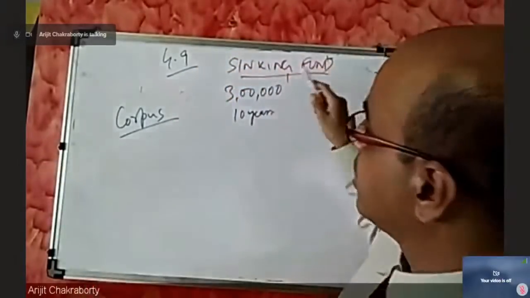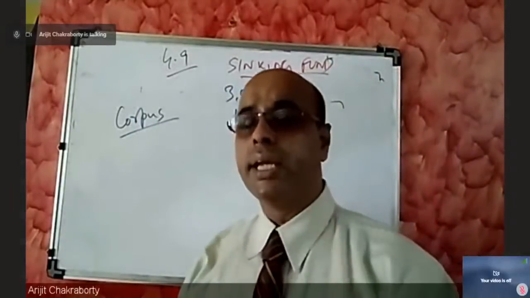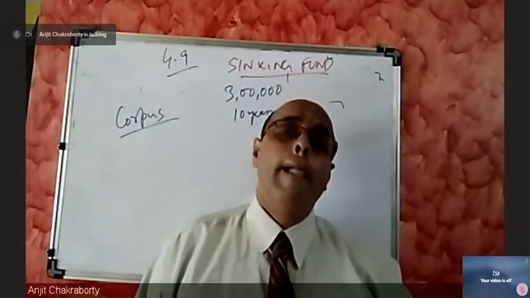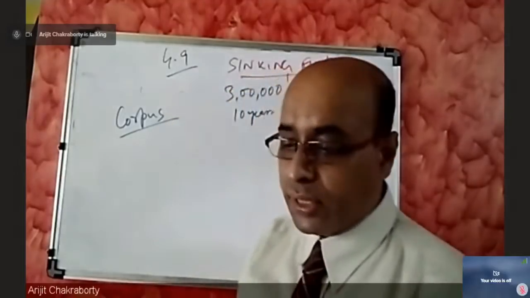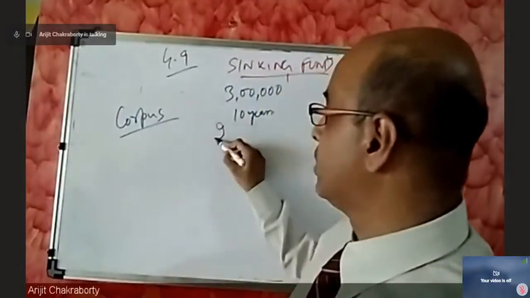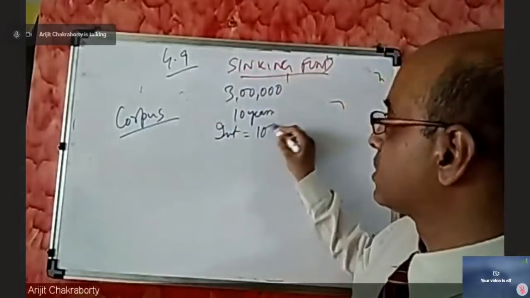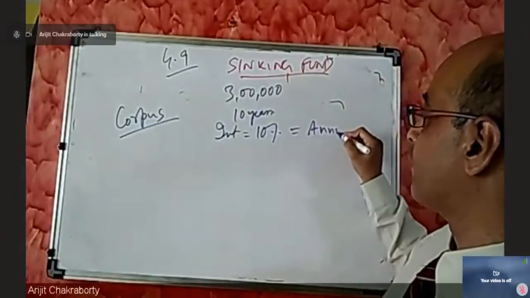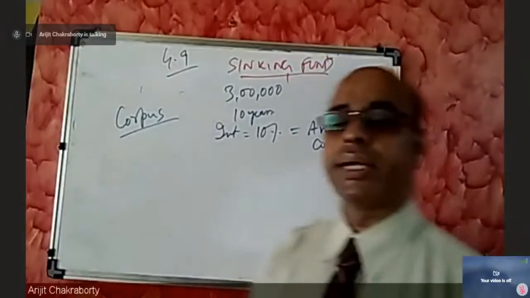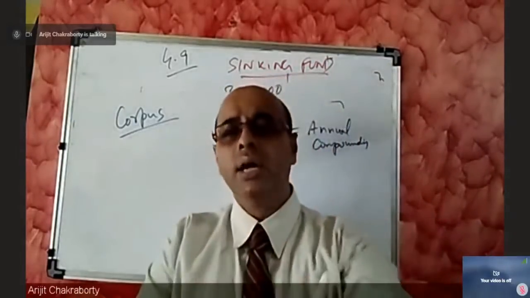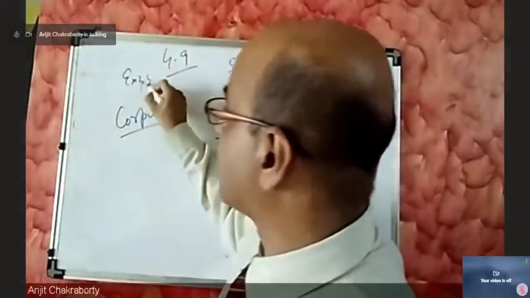Here in the problem, the amount we want to accumulate is 3 lakh rupees and the duration is 10 years. That means we want to accumulate a fund of 3 lakh rupees after 10 years, and the interest is compounded annually. So the interest is annual compounding and the rate is given 10% annual compounding. Okay, so we have got all the data necessary for solving this problem. This is example 35 of the study material.